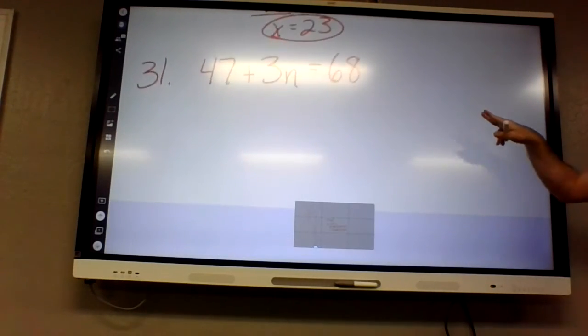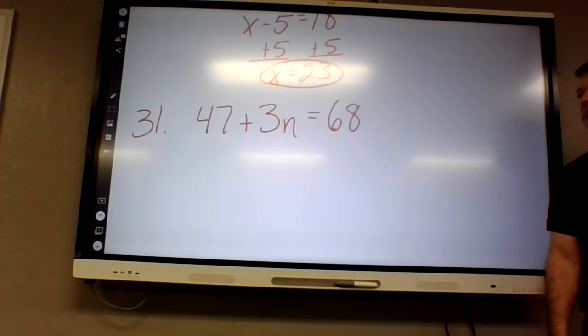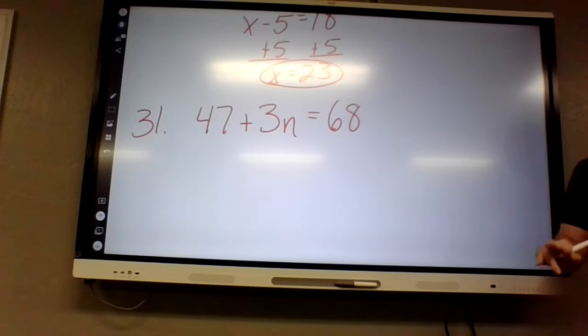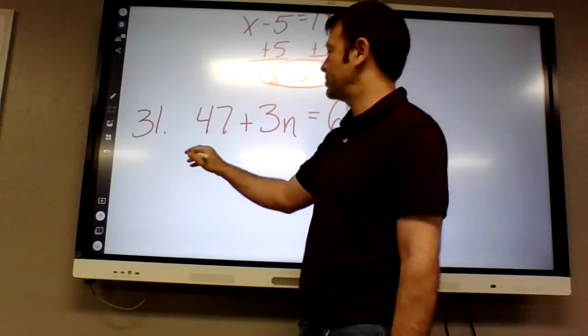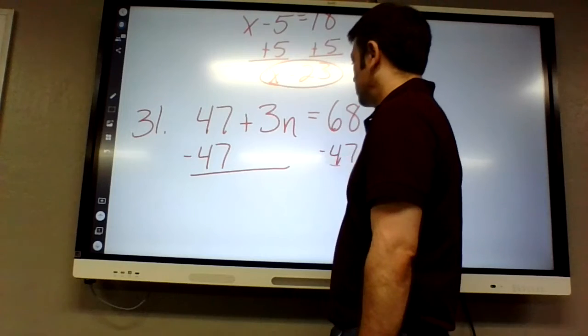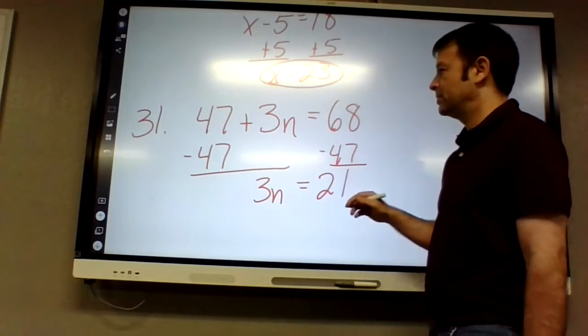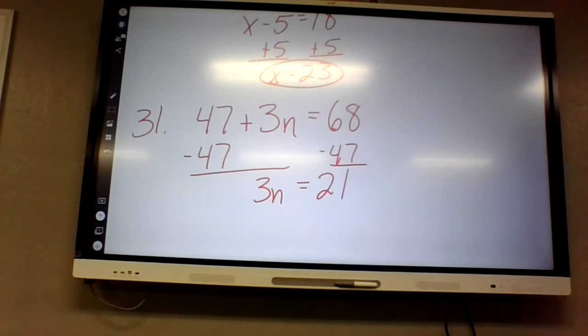All right, Eli, what should we do now? It's written a little bit backwards from most of them, but subtract 47. Subtract 47 is the first thing. But we're doing the same steps, it doesn't matter that the 47's in front. Then what? Divide by 3.